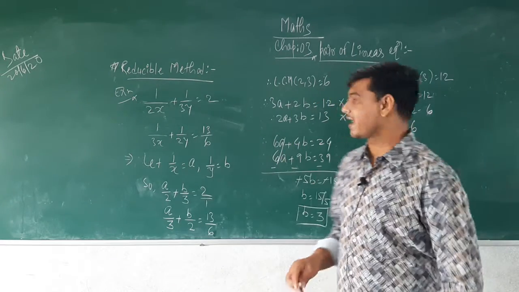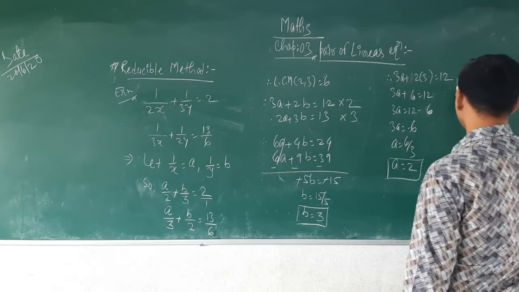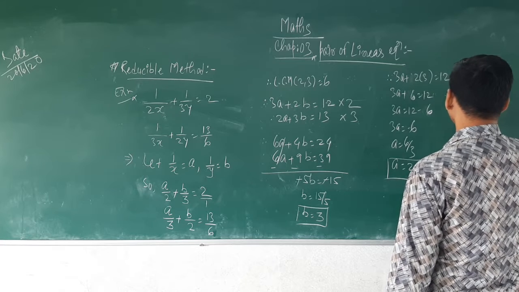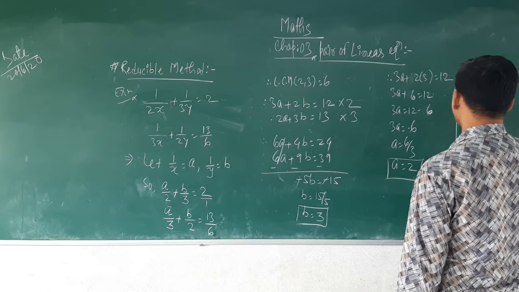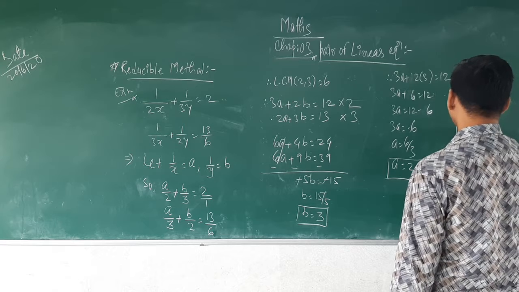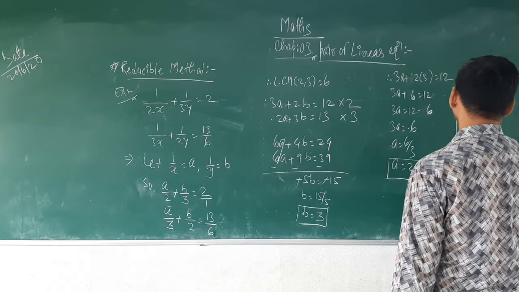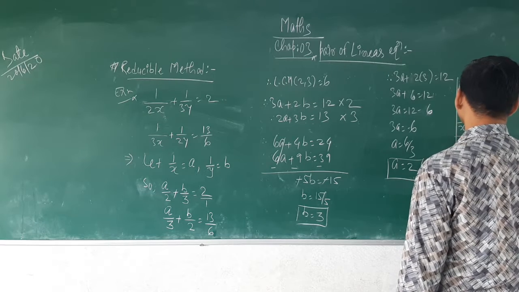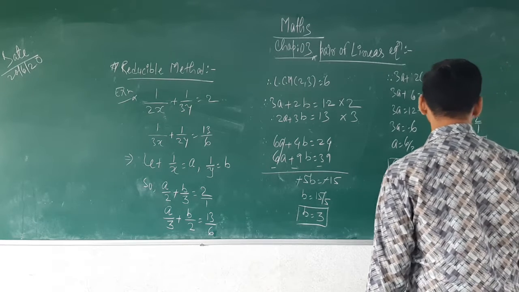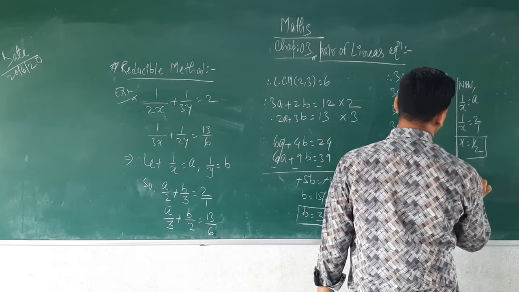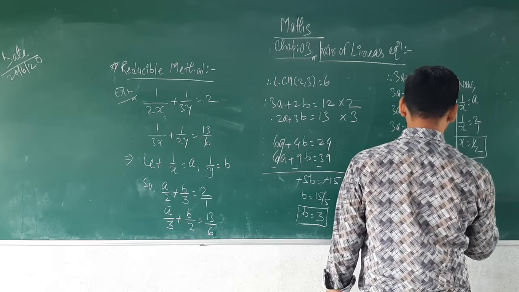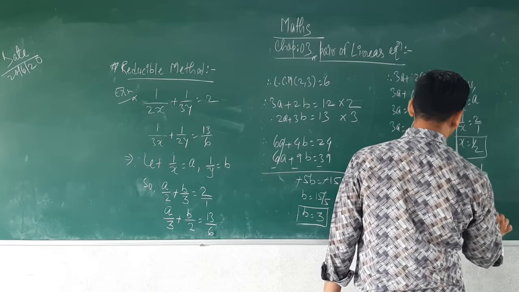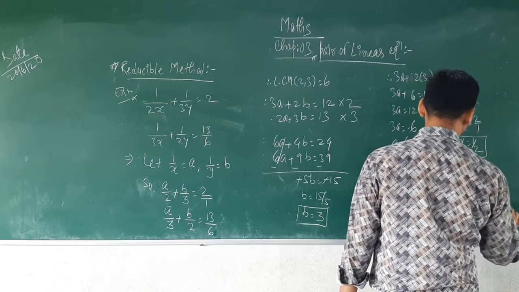So now 1/x is equal to a. So 1/x = a, and a is equal to 2. So 1/x = 2. Then x equals what? x = 1/2. Similarly, 1/y = b, then 1/y = 3. So y is equal to 1/3. So what is the answer?